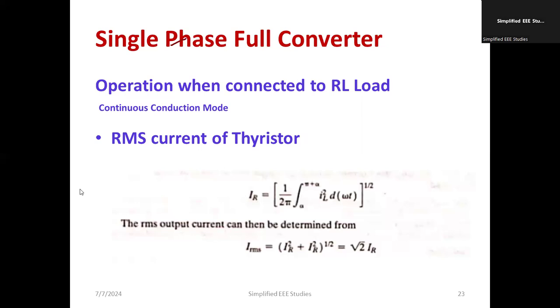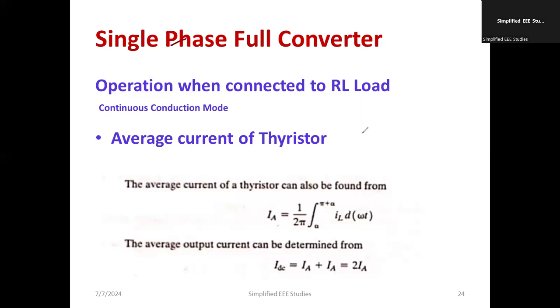Similarly, you can calculate the RMS value for the thyristors T1, T2, T3. You can compute the average value during the positive half cycle using this particular formula. Ultimately, you can calculate the RMS output. The average value of thyristor current is 1 by 2 pi, integral from alpha to pi plus alpha of IL d omega t, during the positive half cycle. Therefore, the average value of the thyristor current is IA plus IA, that is 2IA. That also you are going to get.